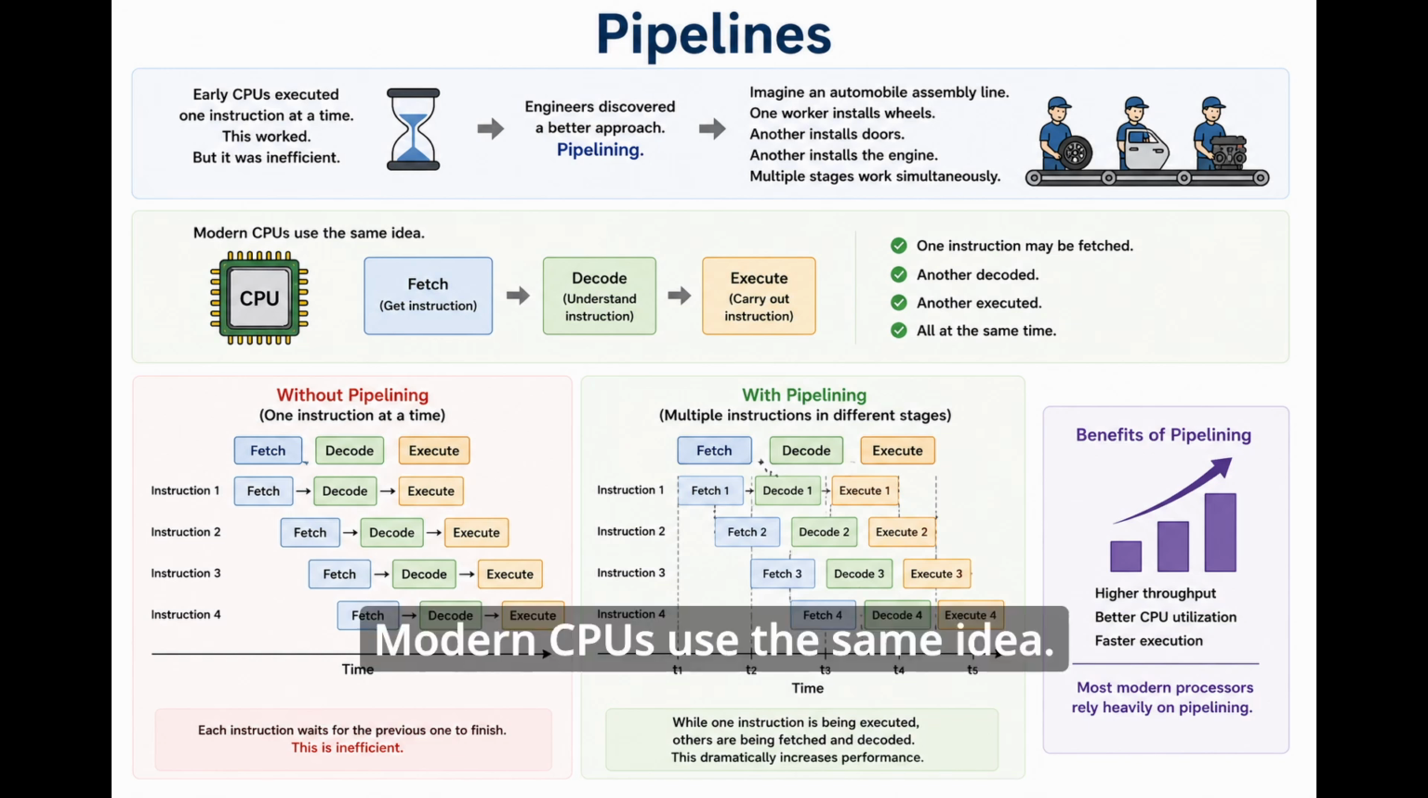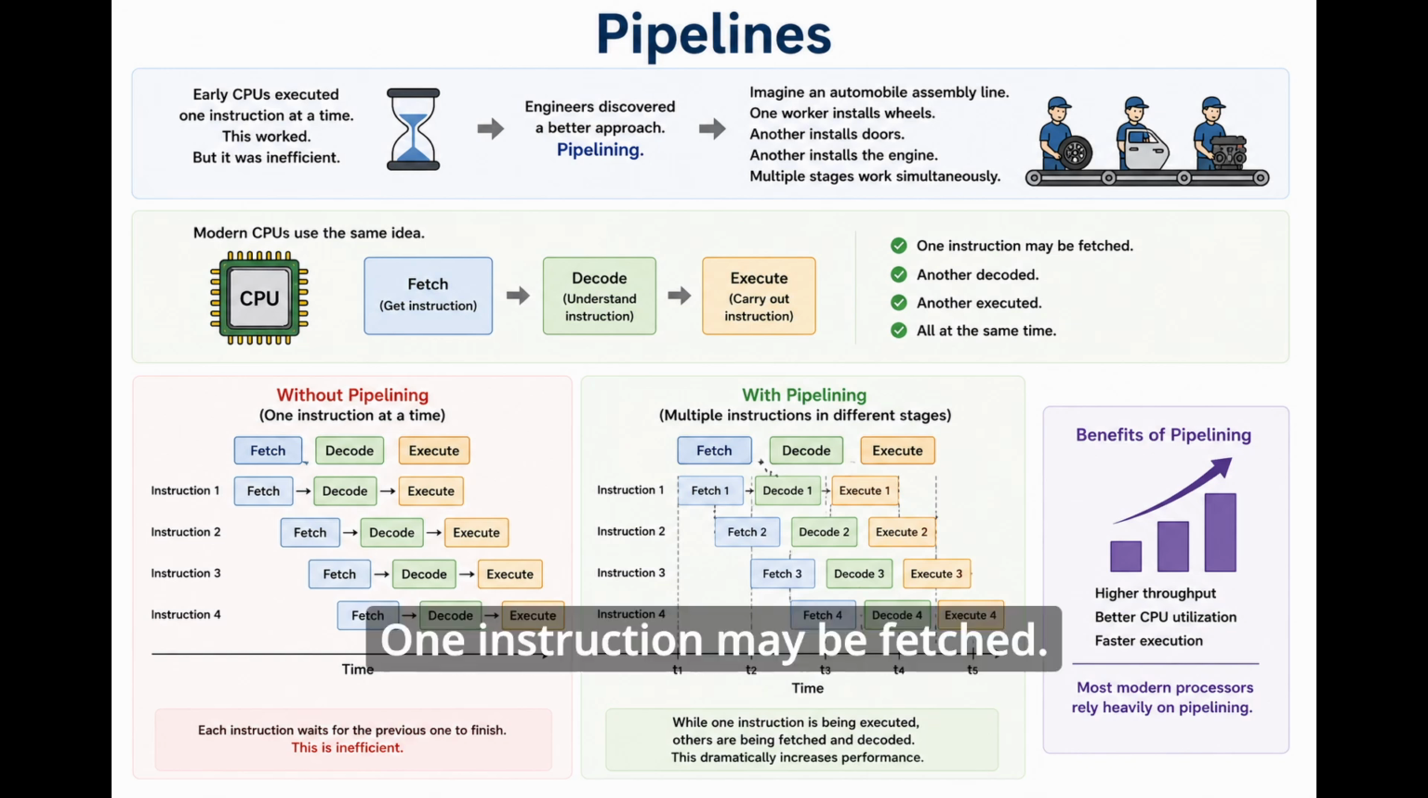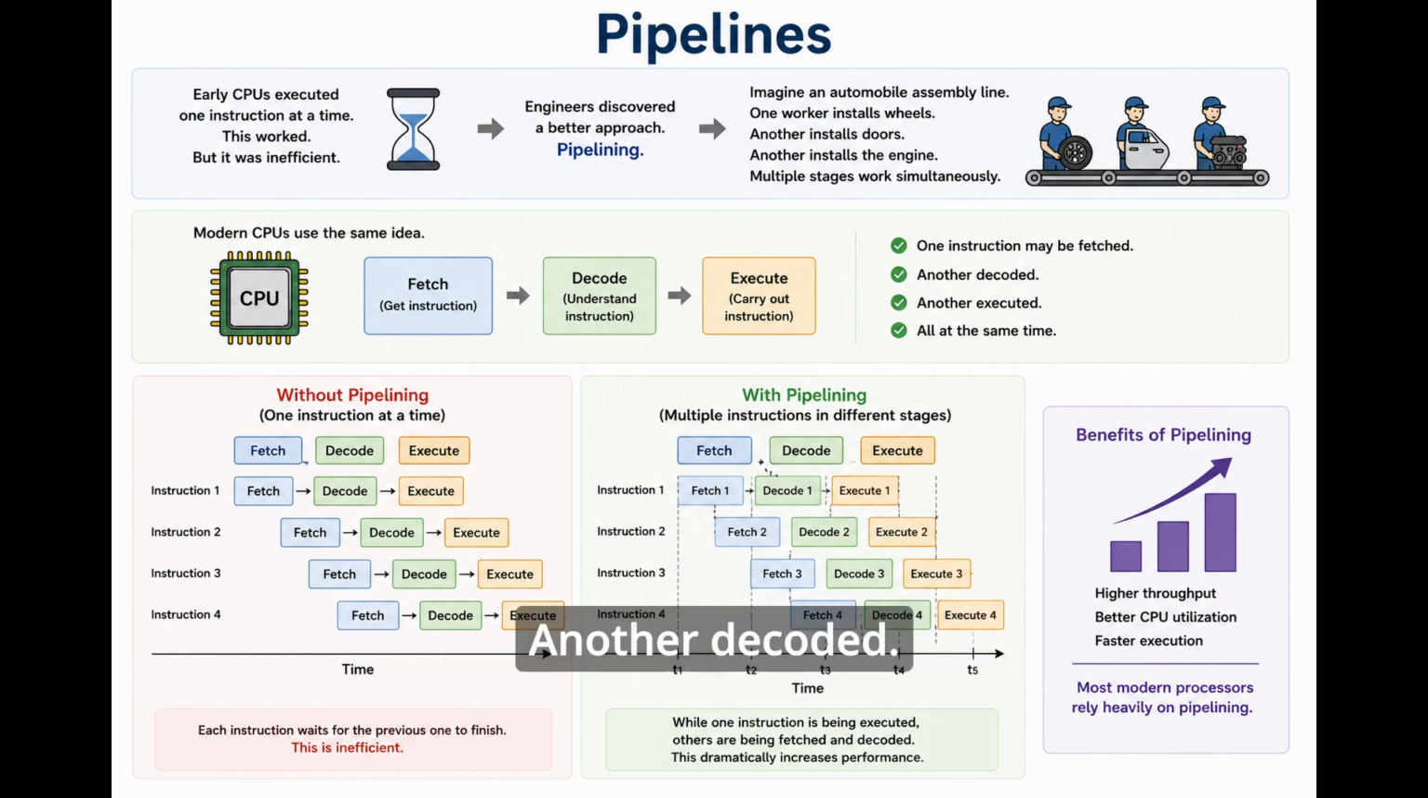Modern CPUs use the same idea. One instruction may be fetched, another decoded, another executed, all at the same time. This dramatically increases performance. Most modern processors rely heavily on pipelining.